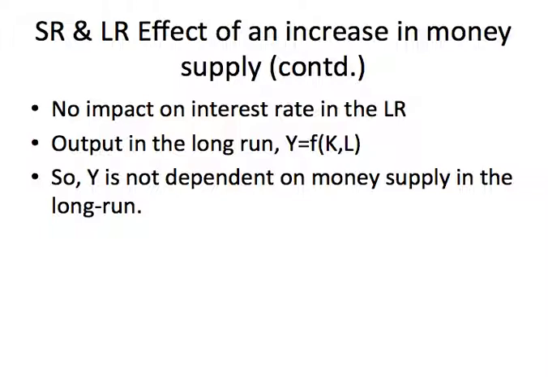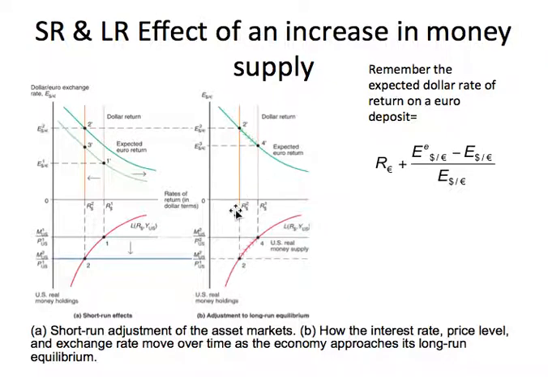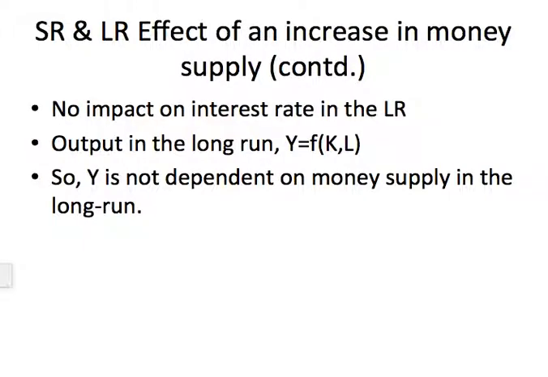So what about the impact of an increase in money supply on interest rate in the long run? Well, in the long run, of course, we just saw that it came back from R2 to R1, so there is no impact on interest rate in the long run. That is, interest rate doesn't change in the long run, and output in the long run as well is a function of capital and labor. So as you can see, output Y is a function of capital and labor, and it's not a function of money supply in the long run. Therefore, it is independent of money supply in the long run. So even if money supply changes today, in the long run, it's not really going to have any effect on output. So that's about the short run, long run effect of increase in money supply.